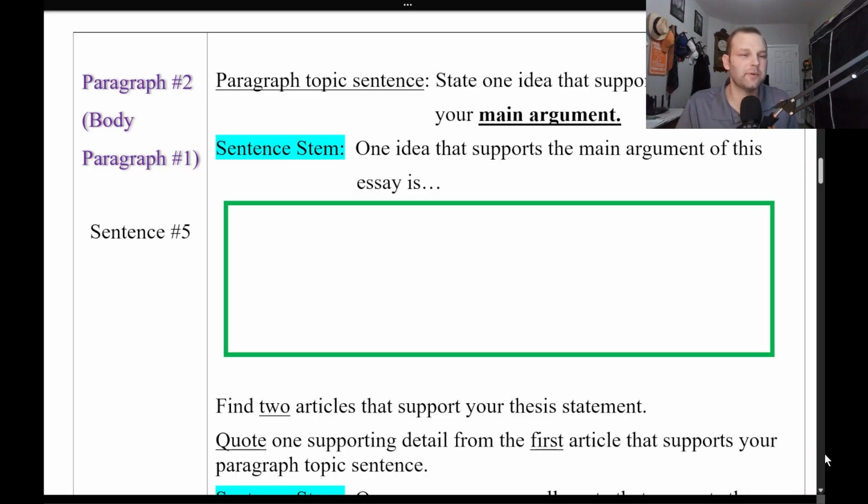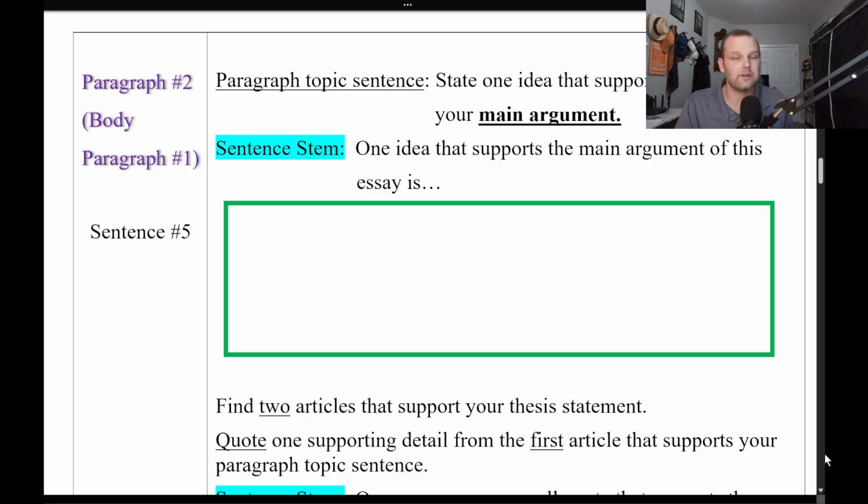Body paragraph number 1, which is your second paragraph overall. Paragraph topic sentence: state one idea that supports your main argument. Your paragraph topic sentence also tells the reader what the whole body paragraph is about. So your topic sentence for your body paragraphs has to do two things. Each body paragraph topic sentence needs to tell the reader what the whole body paragraph is about, and your topic sentence needs to support your main argument.